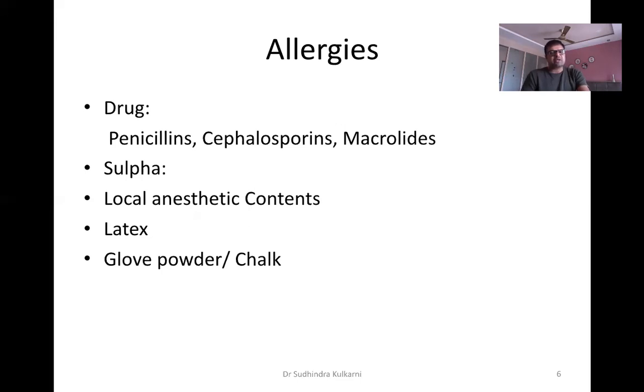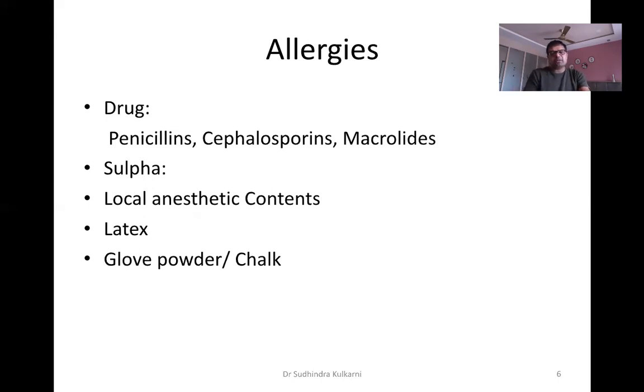Sulfur drugs, though nowadays hardly anyone prescribes them, you need to keep a list of that, if someone says, doctor, I'm allergic to sulfur drugs. Especially these are patients who probably had some kind of skin disorder, because sulfur drugs are very commonly used in skin disorders. So they used them and had an unwanted reaction, and they would tell you directly, doctor, I am allergic to sulfur drugs.